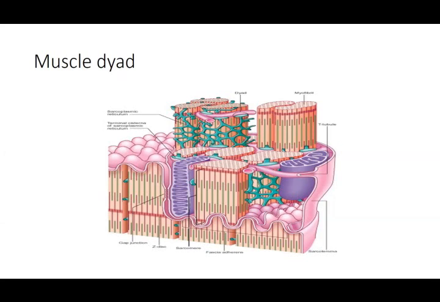When the impulse reaches the muscle periphery, it carries the impulse inside so that there is depolarization and it reaches the center and the muscle can contract. That is exactly the function of the muscle dyad. Dyads are present in cardiac muscle.